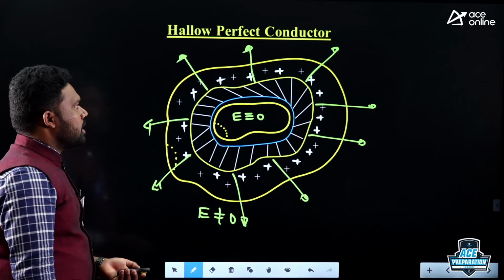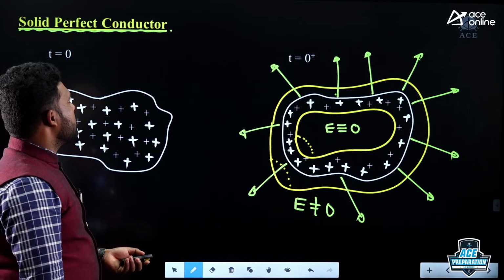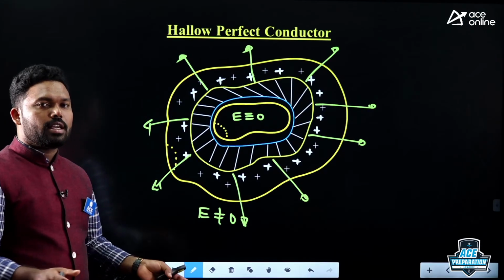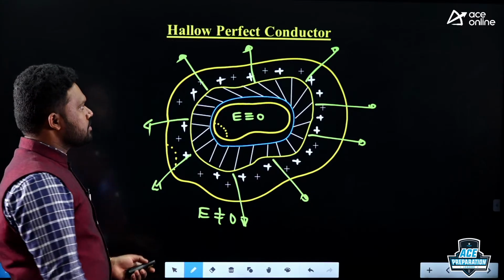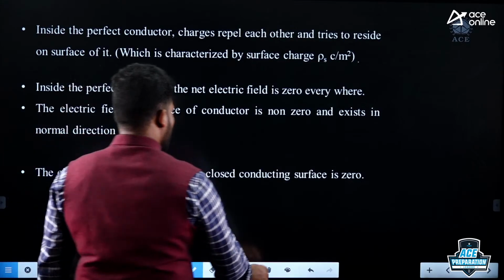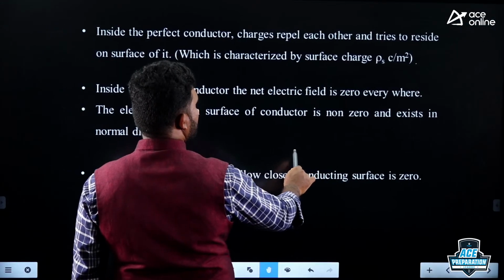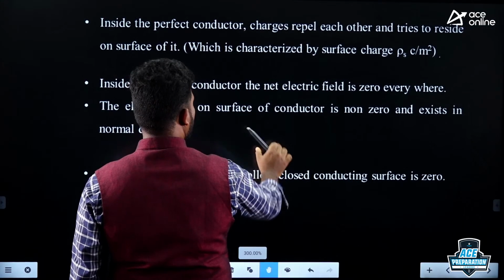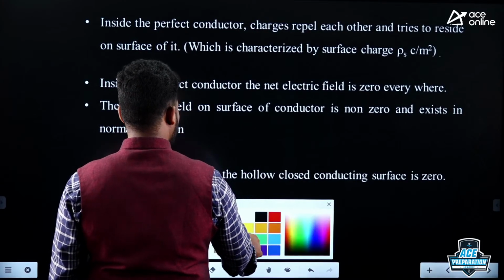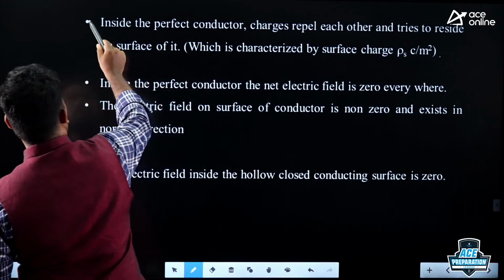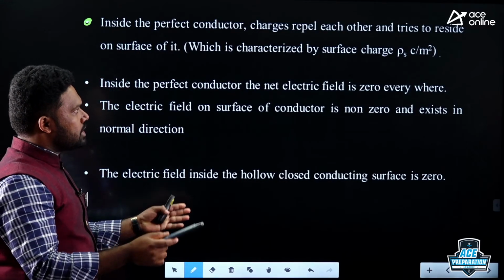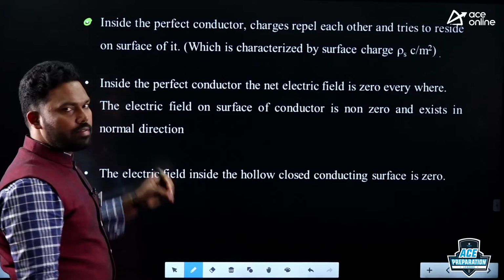Okay, so these are extremely important observations. One is a perfect conductor, the other one is a hollow conductor. In both cases, inside those things, electric field is 0. So let us conclude something here. Extremely important observations. First one, inside the perfect conductor, charges repel each other and try to reside on the surface of it.